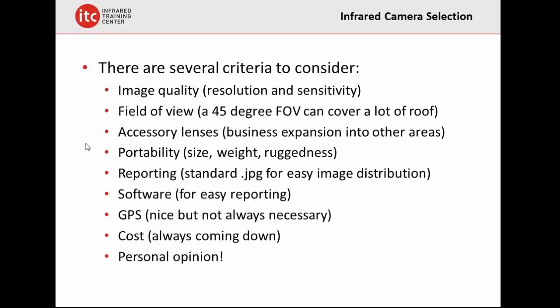So there's a lot of qualities to consider for buying a camera: image quality, field of view, accessory lenses, portability, how you're going to get your reports put together, what's available for software. I like a camera that has GPS because sometimes I forget where I was. And of course, cost, and we all have our own personal opinions, okay? And these are mine.